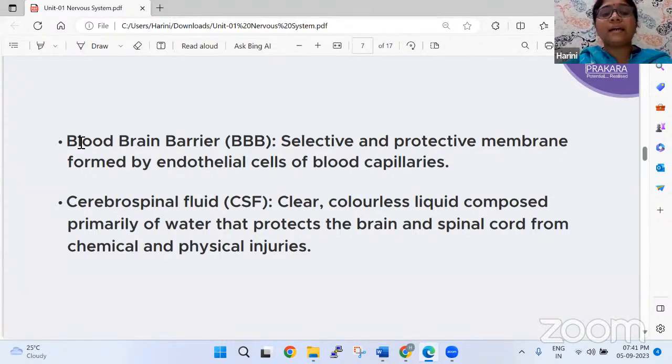The next important part in the brain to be discussed is cerebrospinal fluid, right? So the next one is CSF. What is CSF? CSF is a clear, colorless liquid composed primarily of water, and the others are minerals and ions, that protects the brain and spinal cord from chemical and physical injuries, right? I told you, the brain has ventricles. So ventricles need to be filled with some fluid.